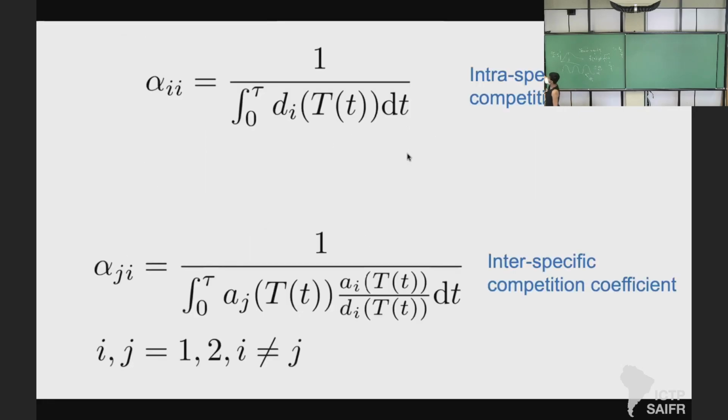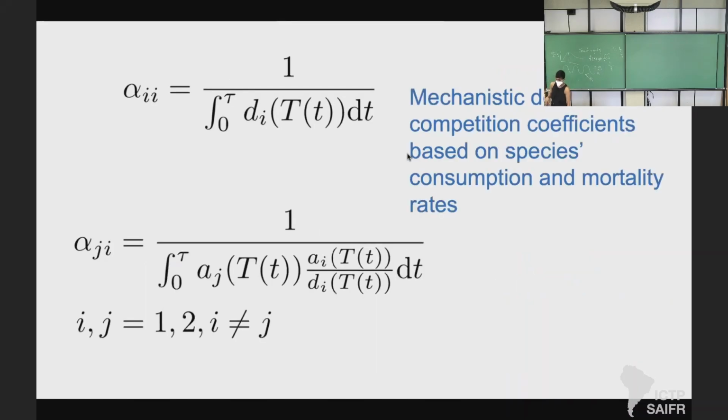So here is one from one species. That is species i's effect on itself. This is species i's effect on species j. That's the interspecific competition coefficient, and we've defined them solely in terms of these species' trait responses to temperature, in terms of attack and mortality rates. Okay? And when we do alphas, we have absolutely no idea, right? We do a Lotka-Volterra model, we keep putting stuff in there until it works. So what we have here is a mechanistic derivation of competition coefficients based on species consumption and mortality rates.